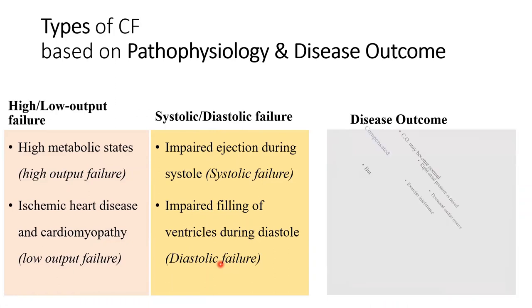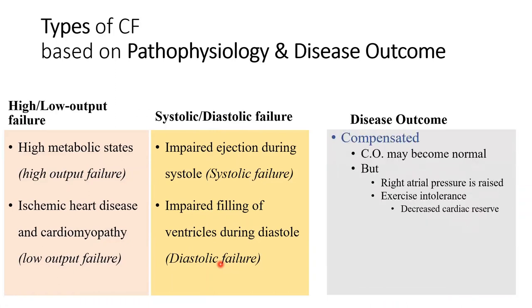Then we've already discussed compensated cardiac failure. In this, cardiac output may become normal eventually, but at the cost of raised right atrial pressure, I beg your pardon, and decreased exercise tolerance, which is basically the cardiac reserve, which means the ability to increase cardiac output in a normal person. You can really increase the cardiac output many folds in a normal person, while in an athlete it's many hundreds of folds you can increase the cardiac output.